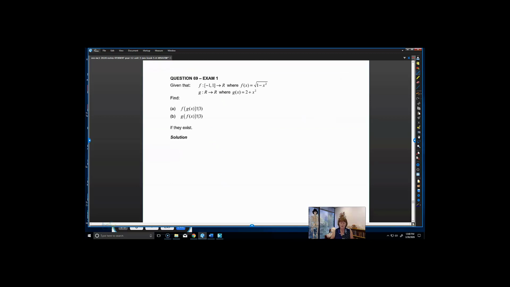So let's have a look at question 69. I'm going to write my domain and range, just so that I can identify what I've got. So what do we notice with our domain and range? We're limited for our f of x function that it has to be between -1 and 1.